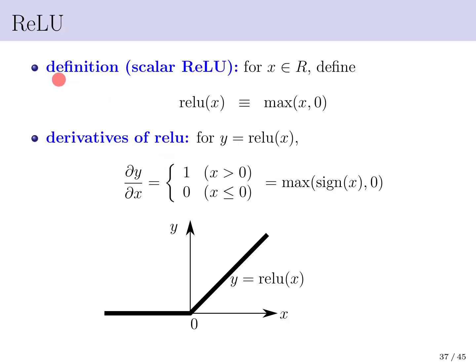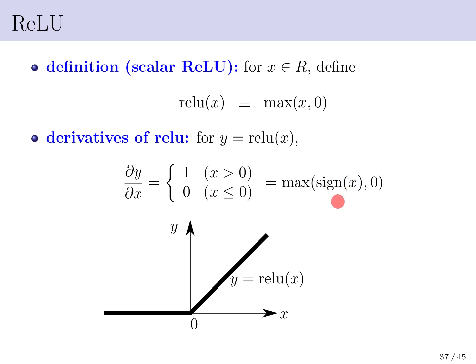So this is another layer called ReLU, or rectified linear unit. Well, it's actually a very simple function. The definition of ReLU for a real value, a scalar value, is simply the maximum between x and 0. So if x is positive, then y is simply x. And if x is negative, then y is 0. The derivative of ReLU is, not surprisingly, very simple. dy over dx is 1 if x is positive, and 0 otherwise.